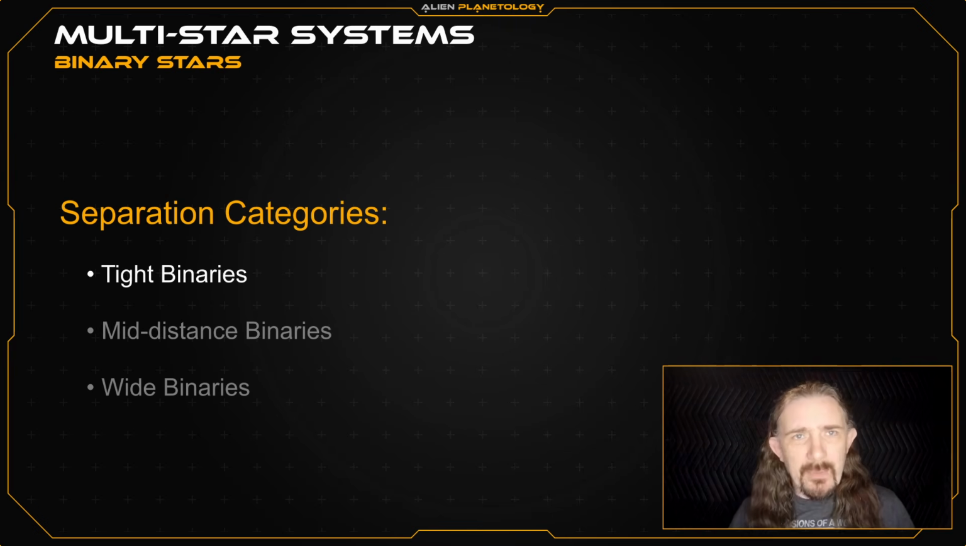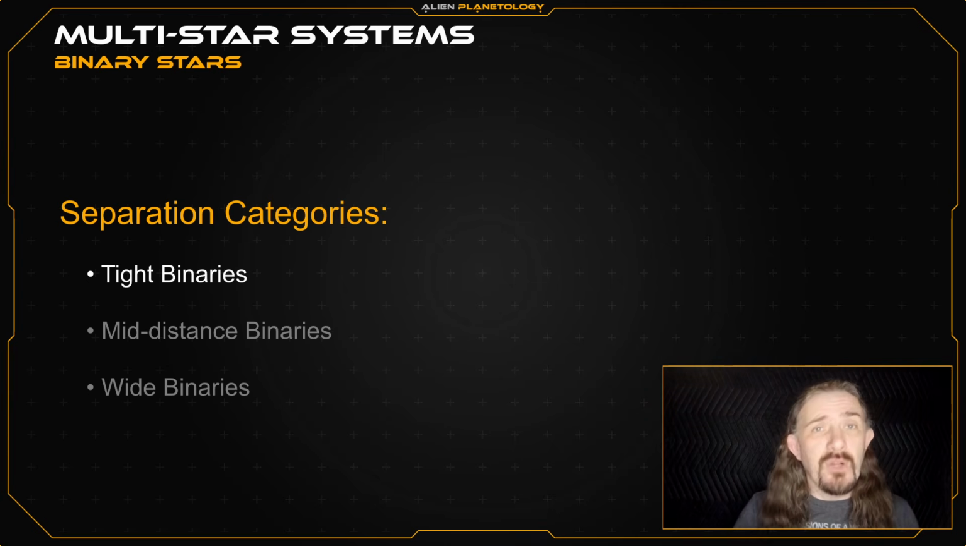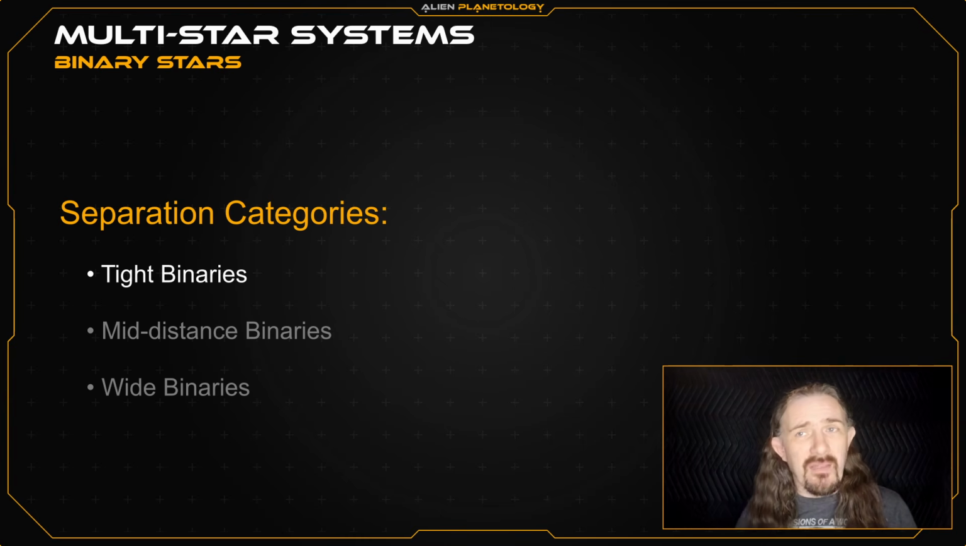Binary systems are divided into 3 separation categories. Tight binaries orbit one another very closely, usually at less than 1 astronomical unit, but it can be a few more depending on the masses of the stars. The main defining characteristic of tight binaries is that there are no stable planetary orbits between them, though planetary orbits can exist out beyond them. More on that in the next video.